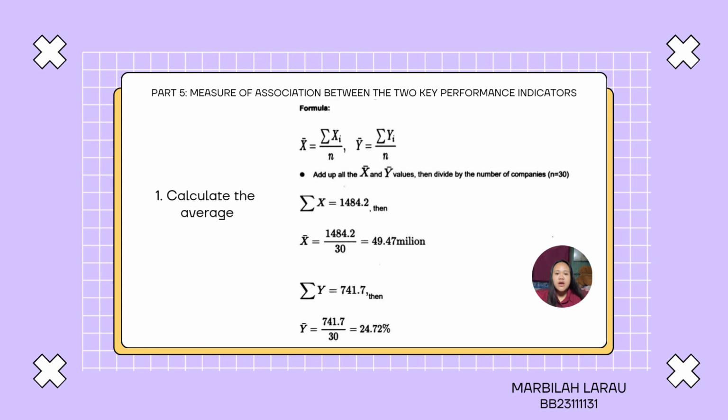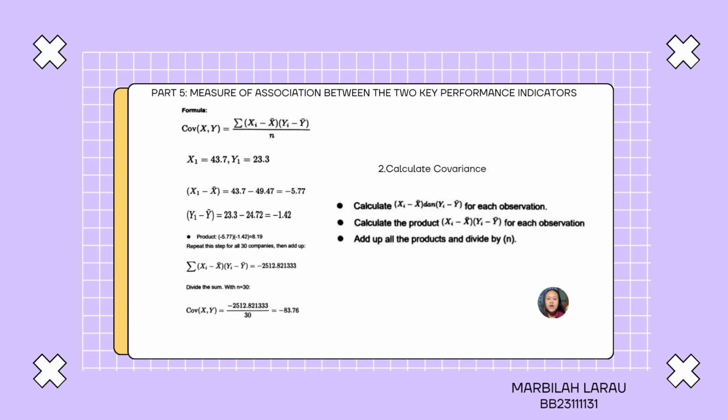Sum x equals 1484.2, then mean x equals 1484.2 divided by 30, which equals 49.47 million. And then sum y equals 741.7, then mean y equals 741.7 divided by 30, which equals 24.72%. I compute the covariance to assess how these two variables vary together.